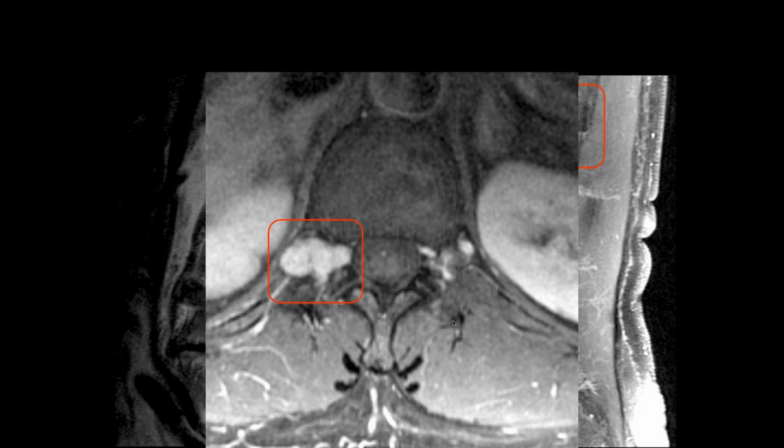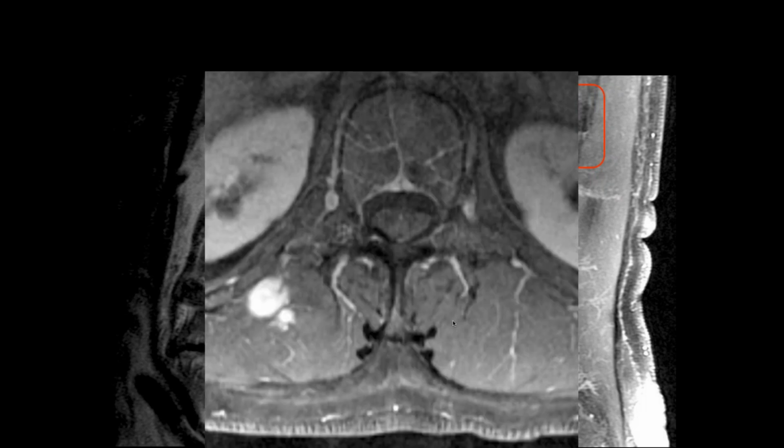Could be, I don't think NF if it's just the one, but it could be like a schwannoma. Or is there more? More peripherally, there's more. It could be NF, could be neurofibromatosis. Neurofibroma, sure.